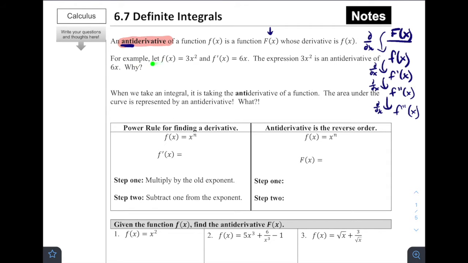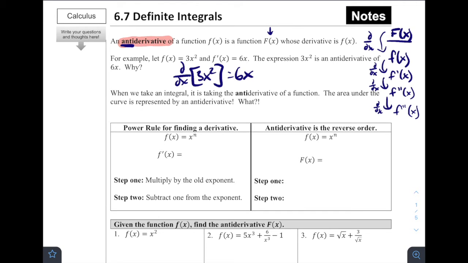So, for example, let f of x be equal to 3x squared. We know that the derivative of f of x is 6x, by the power rule. So we can say that 3x squared is the antiderivative of 6x. 6x is the derivative of 3x squared, but if we take the antiderivative of 6x, we end up with 3x squared, since if we take the derivative of 3x squared, we get 6x here. And so the derivative of 3x squared is equal to 6x.